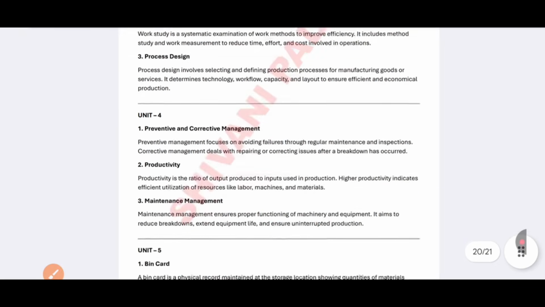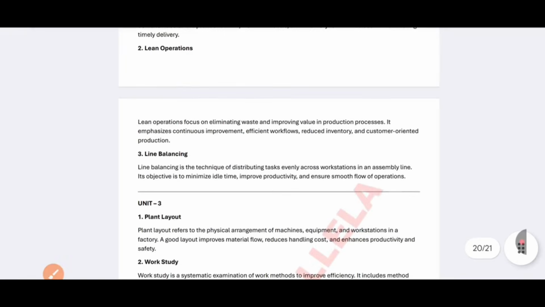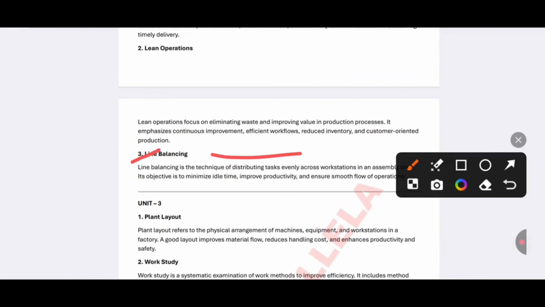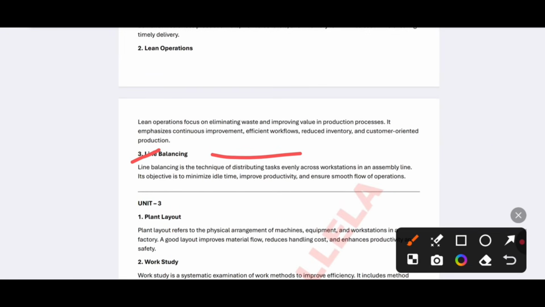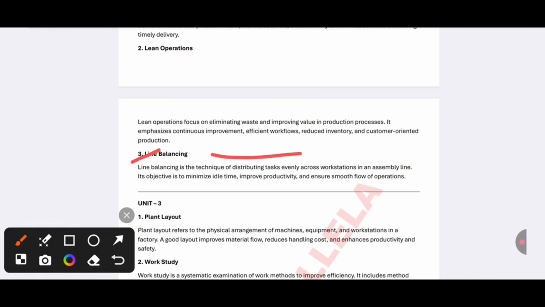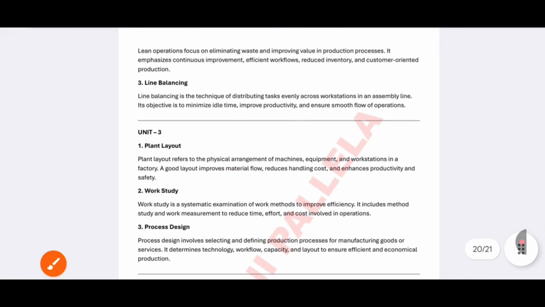Next one, line balancing. Line balancing is a technique used to distribute the tasks across the workstations. The main goal of line balancing is to minimize the idle time, to improve productivity, and to run the operations very smoothly. For this case, line balancing is very much important.